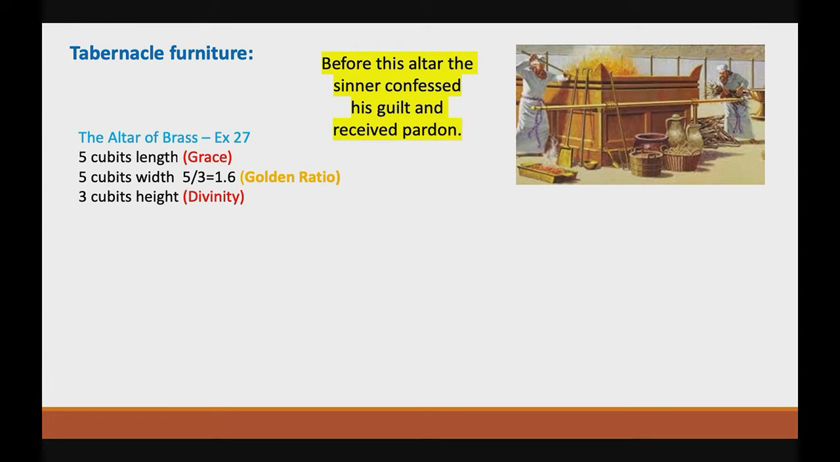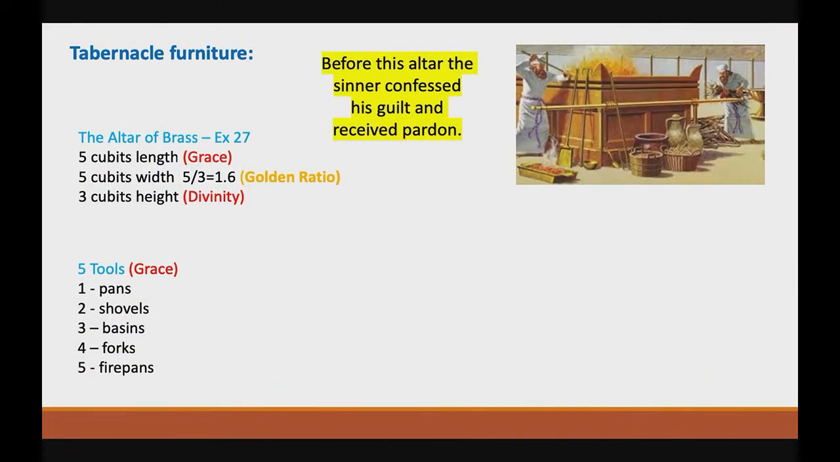Here is the most important place for the sinner, because it was the place where he confessed his guilt. Where did the sinner confess his guilt? Before the altar. Before the altar, the sinner confessed his guilt and received pardon. What is the measurement for the altar? 5 cubits of length, 5 cubits width, and 3 cubits of height. 5 is grace, 3 is divinity, and the golden ratio is given by God. Okay? After the sinner entered the door, before this altar, he confessed his sin and received the pardon.